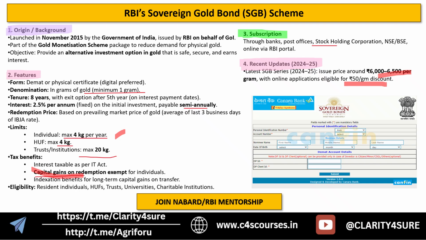So we have seen around 6 to 7 schemes related to the RBI, which is very, very important for your upcoming RBI Grade B examination. So kindly go through the lecture properly and go through the information which we have discussed till now.